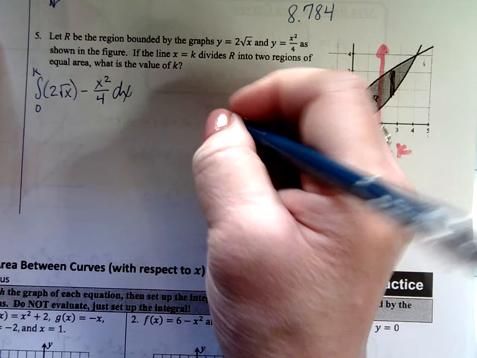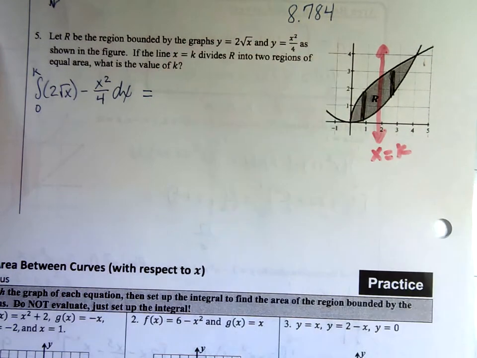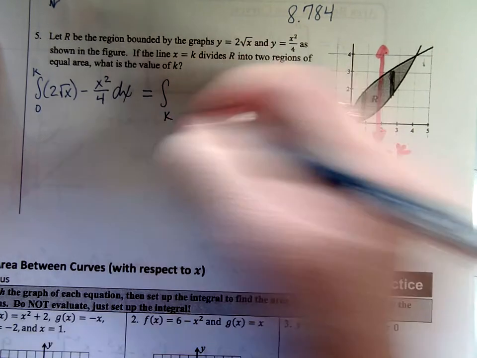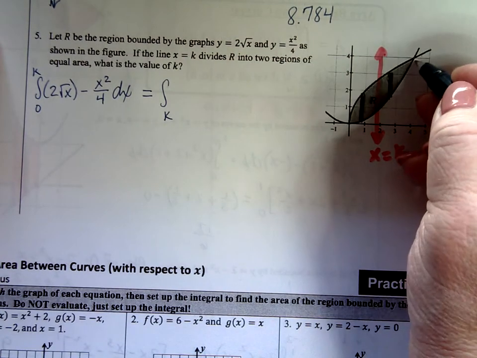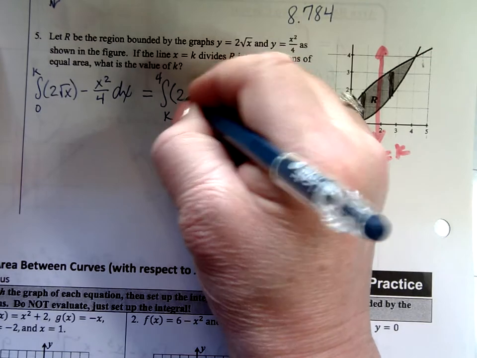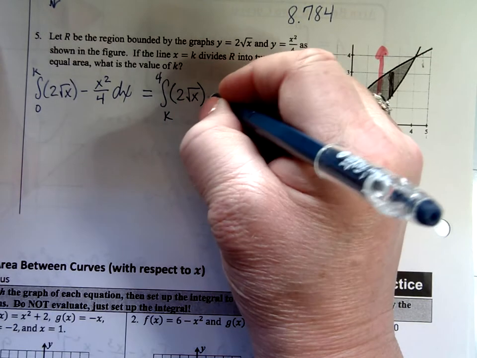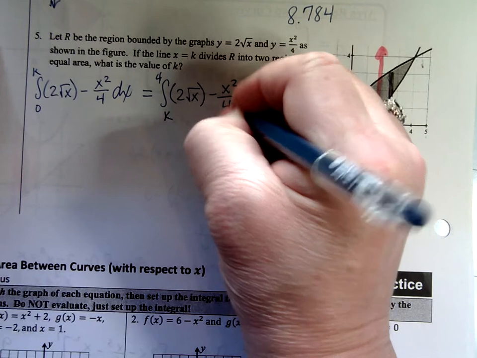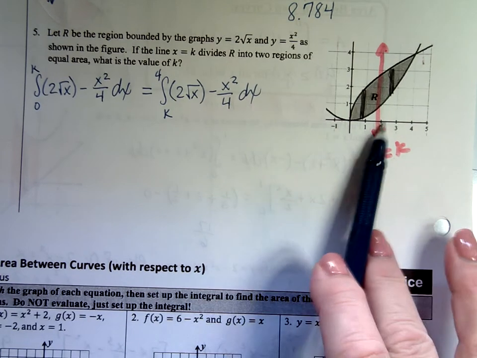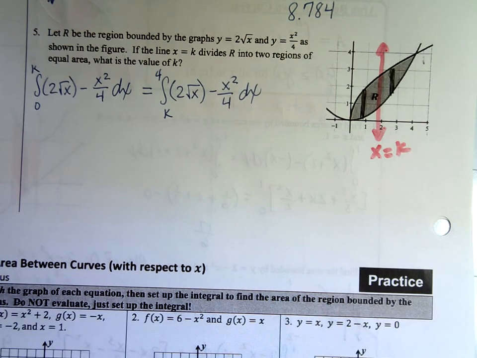All right, second one, that area has to equal from k to, what's the x value? The x value is 4. K to 4 of the same top and bottom, 2 square roots of x minus x squared over 4. Right, where are the areas equal? They have to be equal from 0 to k and from k to 4. Top minus bottom.